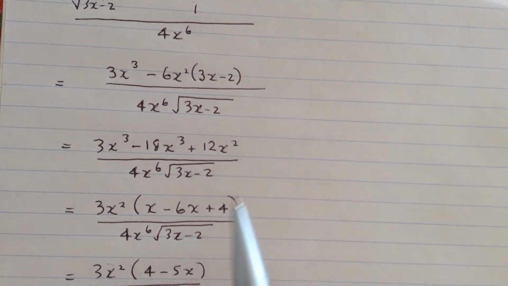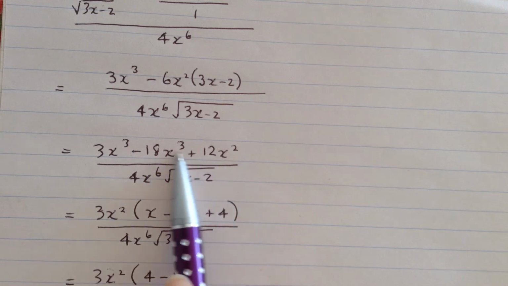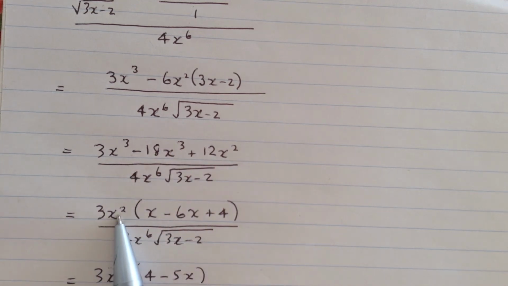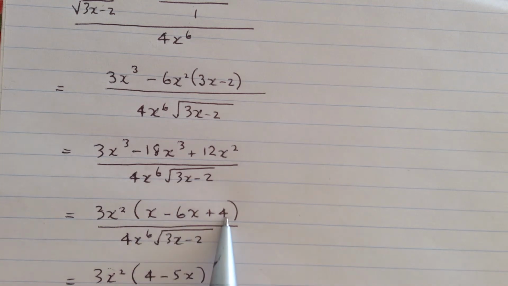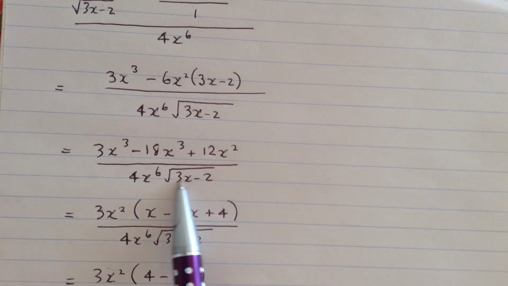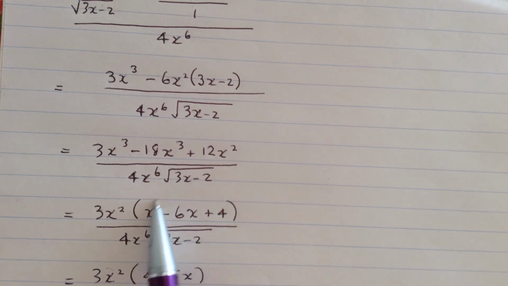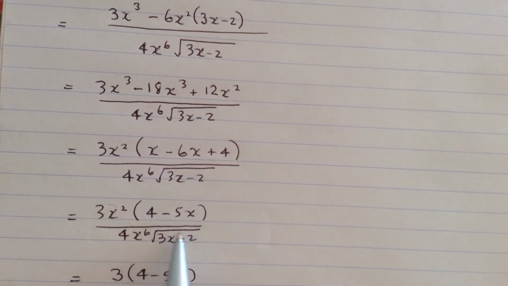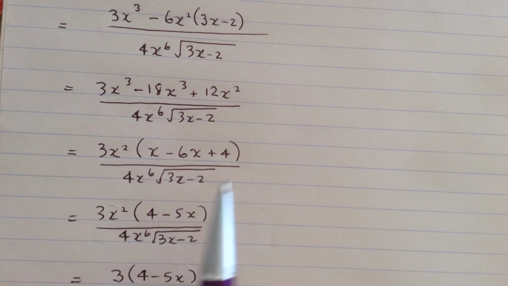And then you can factorise the top. You've got a common factor of 3x squared in there, so take it out and end up with x minus 6x plus 4, and that will become minus 5x plus 4, which I wrote as 4 minus 5x. Okay, and then we have the next step. So I've just cleaned up that bit in this step.